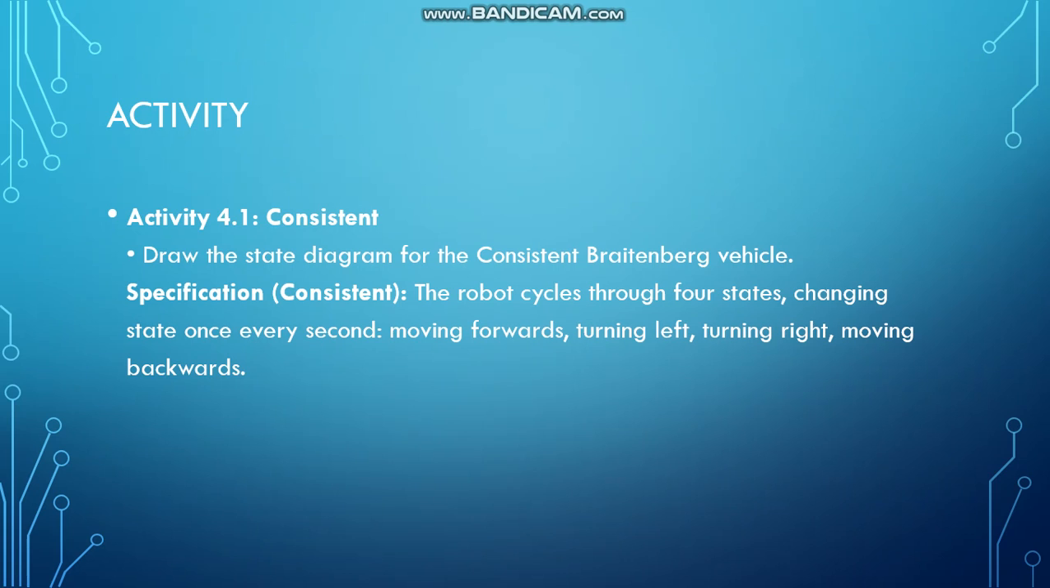So we have an activity here. It says to draw the state diagram of a consistent Breitenberg vehicle. The specification: the robot cycles through four states, changing state every 1 second: moving forwards, turning left, turning right, and moving backwards.